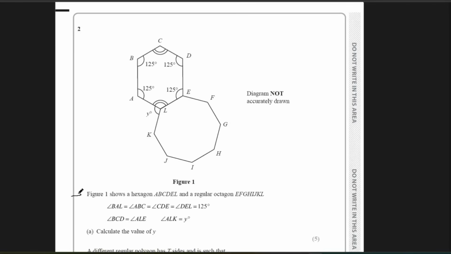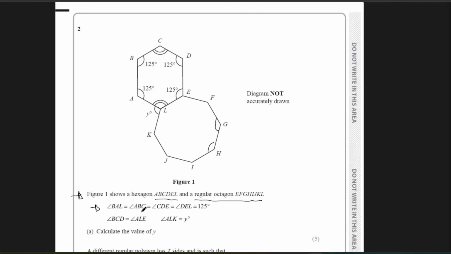Question number 2. Let's read the question. Figure 1 shows a hexagon ABCDEL. We can see the angles. It's not a regular hexagon. Two angles are different. These two angles are the same though. And we can also see a regular octagon EFGHIJKL. The octagon has 8 sides, the hexagon has 6 sides.